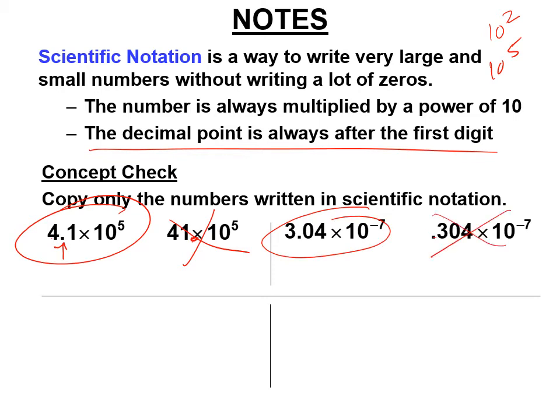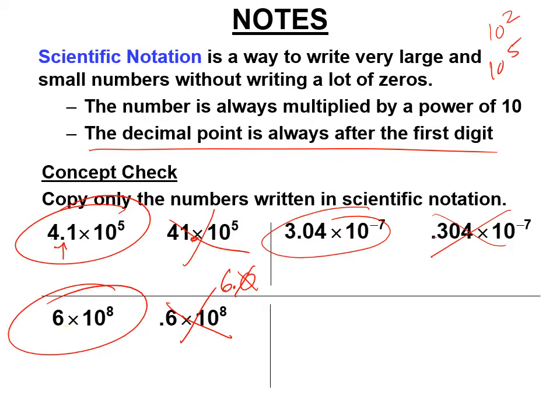Either way, it's 1 through 9, then maybe there's more stuff. One of those is correct. It's not this one. We didn't write the decimal because we don't write 6 point, right? And we're trying not to write zeros with this, so we don't want to write 6.0. So this is in scientific notation, 6 times 10 to the 8th.